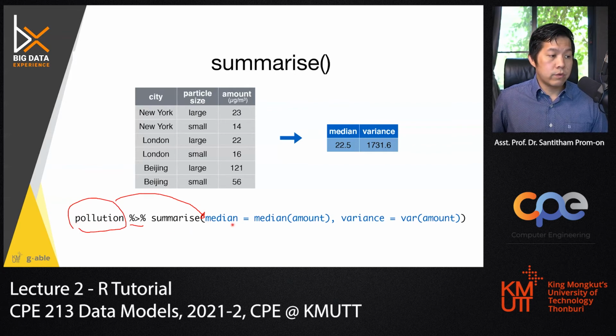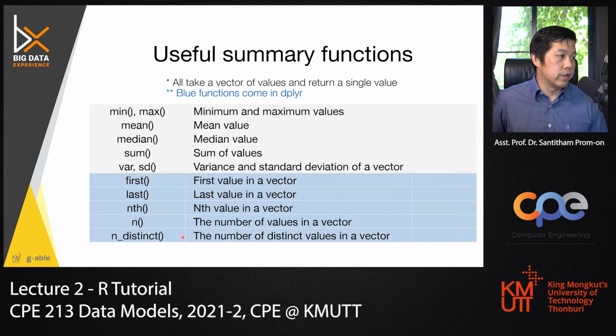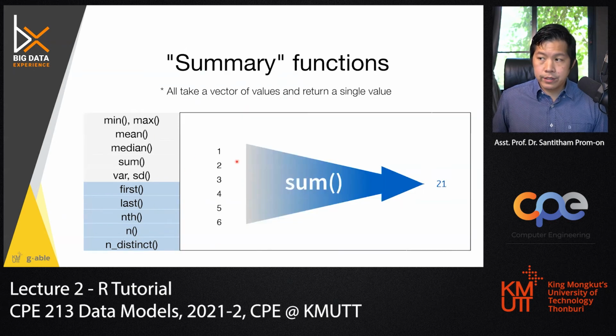This function summarize will calculate median, store it in the variable median, calculate variance, store it in the variable variance. This function summarize will also calculate n, which counts the number of rows. There are a bunch of functions that you can use in aggregation: mean, max, sum, median, variance, and even your own function that you write. Basically, this function has to combine a vector and generate just one result.